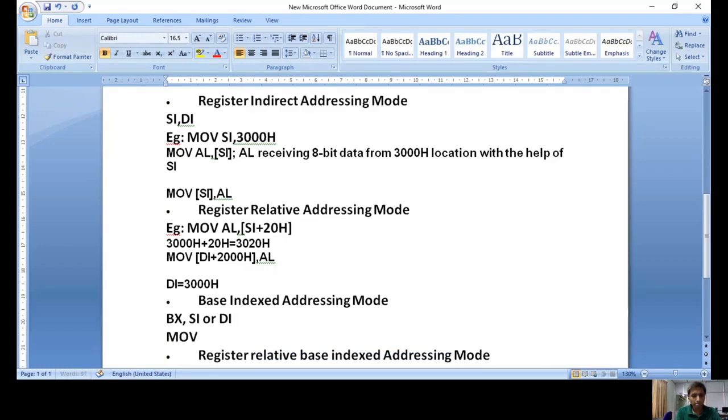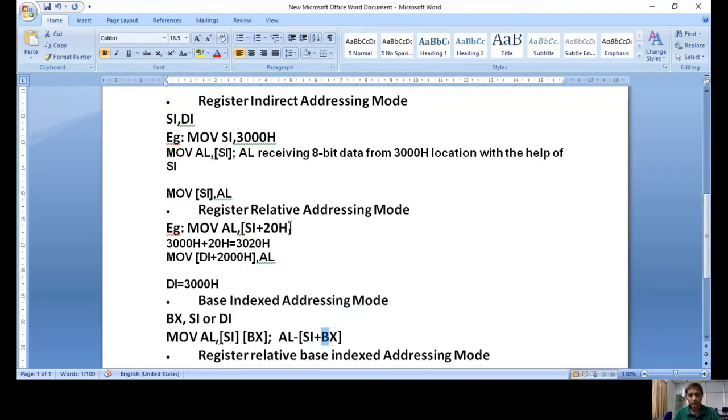Let us say, for example, MOV AL, [SI + BX], or [BX + SI] we can also write. One must be an index register, the other must be a base register. So what is the meaning of this particular instruction? AL takes data from the memory location SI plus BX. For example, SI is 3000H and BX is, for example, 3000H. So AL takes data from the 6000H memory location.